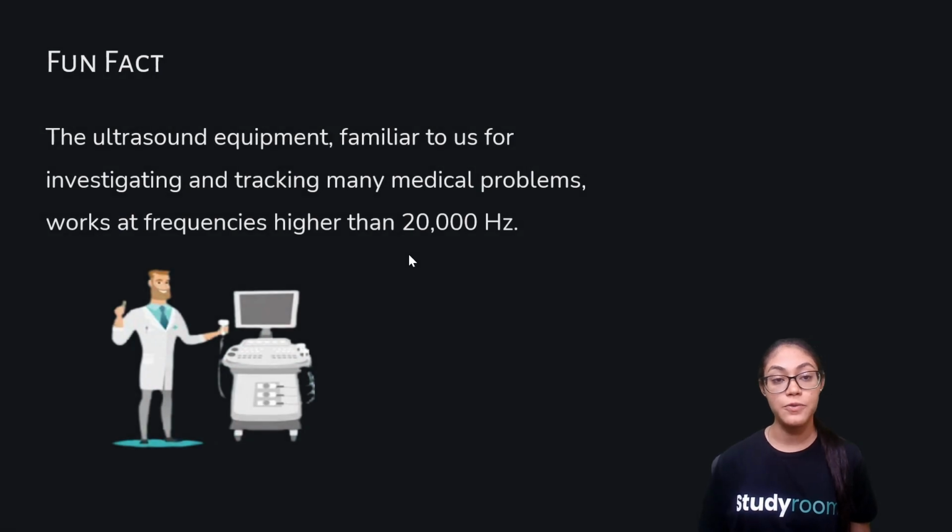Now, another fun fact, the ultrasound equipment, familiar to us for investigating and tracking medical problems, works at frequencies higher than 20,000 hertz. So, frequencies above 20,000 hertz have many uses. They prove to be very beneficial to us because they are used for investigating and tracking medical problems. So, let's continue.